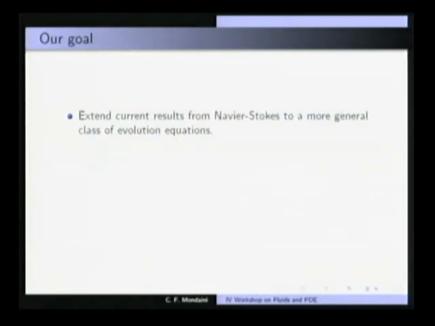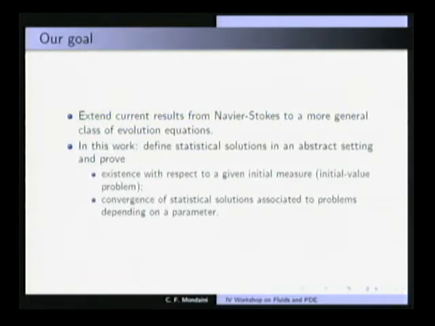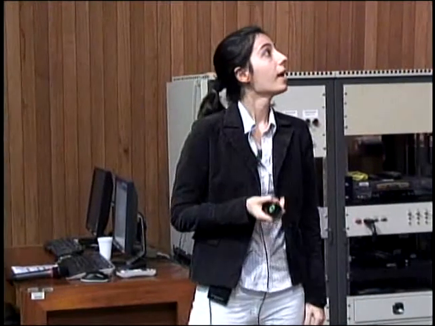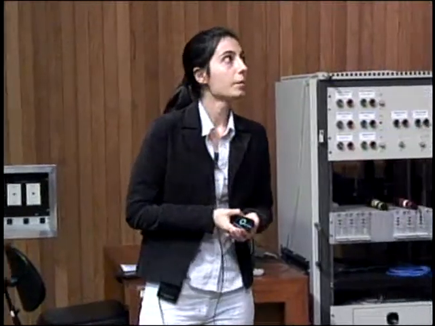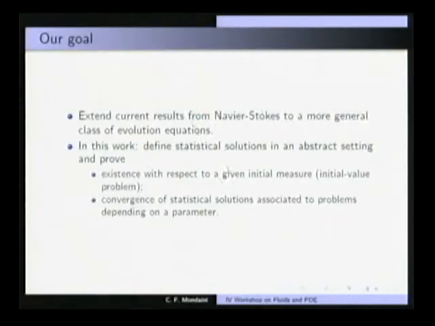So what do you want to do? You want to extend these results, which have been given for the Navier-Stokes equations, to a more general class of evolution equations. So what we have done until now was to define statistical solutions in a general sense, statistical solutions in phase space and in trajectory space, and then to prove the existence of solutions for initial value problems with respect to these definitions that we have given.